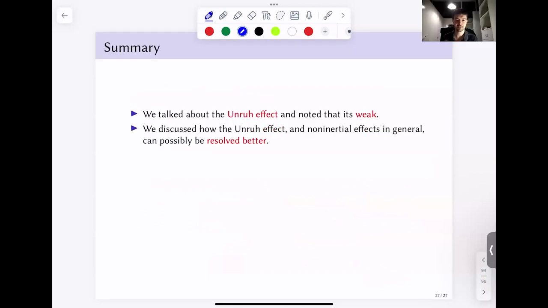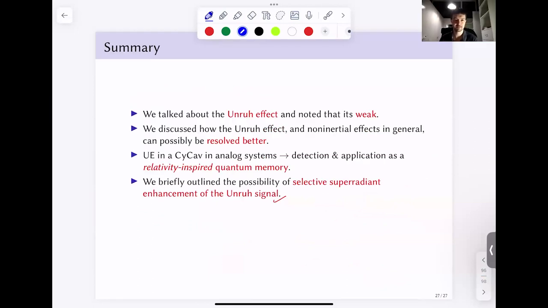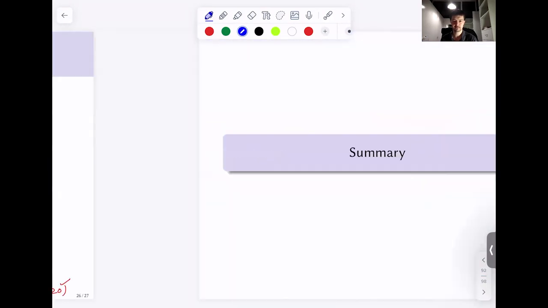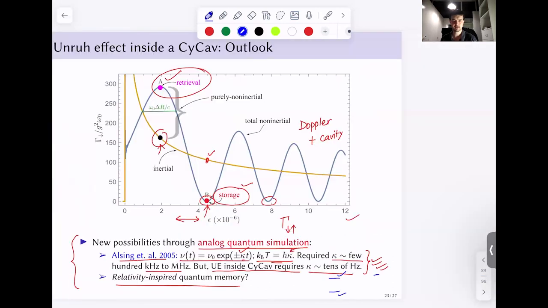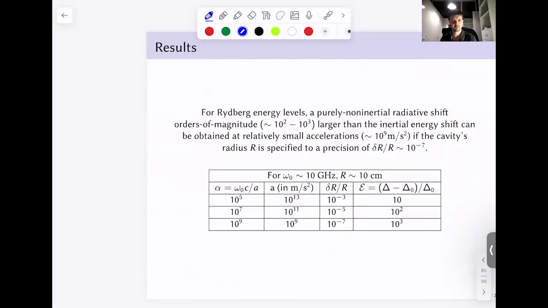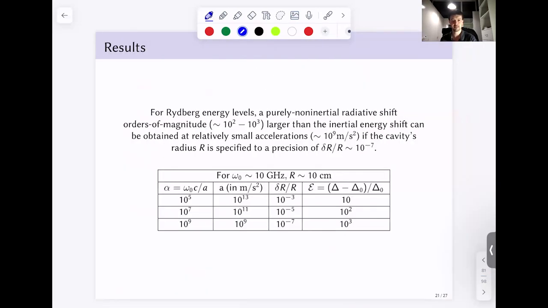Excellent. I have one question. You brought up a table on the precision requirements for some of these parameters. They were quite high, I think. Is there a way to lower those requirements? Would superradiance help with this?